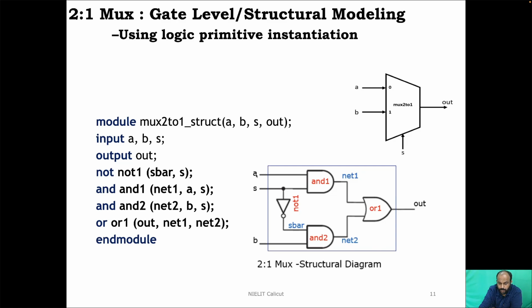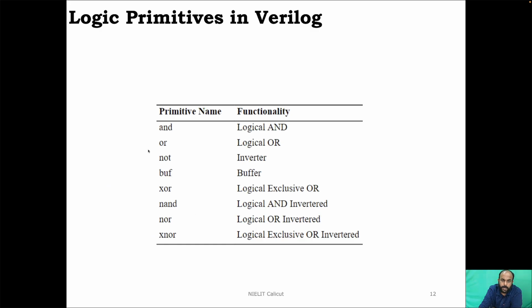The only correction which you need to apply here is, please label this first port of the AND1 gate as B and the port of AND2 as A, and also add here S bar. So similarly, we have the freedom to instantiate other logic primitive gates. So far we have seen AND, NOT and OR.